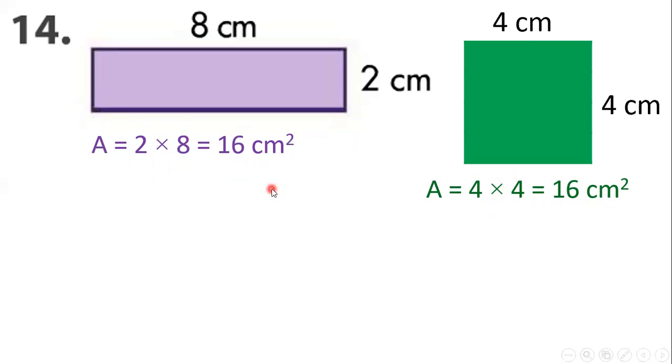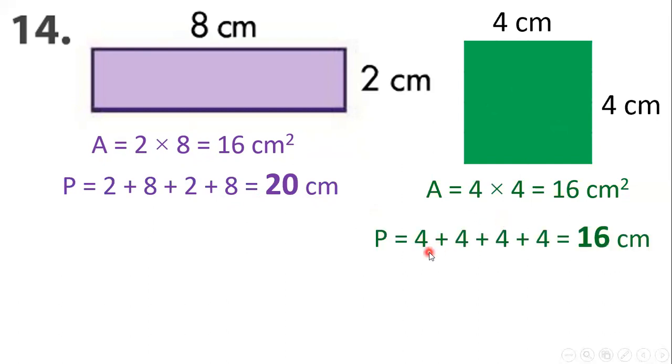The perimeter of the first rectangle here is 2 plus 8 plus 2 plus 8 equals 20 centimeters. And the perimeter of the green rectangle here is 4 plus 4 plus 4 plus 4 equals 16 centimeters. The green rectangle has the smaller perimeter because 16 is smaller than 20.